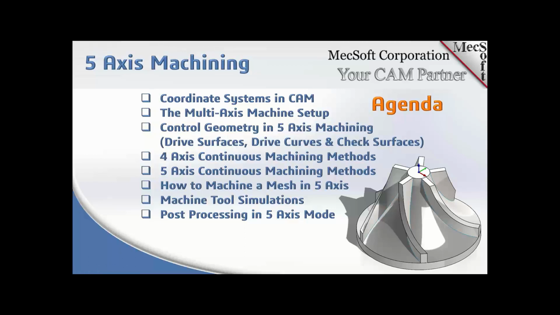Also, we're going to talk a little bit about 4-axis continuous machining methods, and then also 5-axis continuous machining methods. In our product in 5-axis, you can output in 4-axis mode, so you might be wondering why we're talking about 4-axis continuous methods. Also, we'll be talking about how to machine a mesh in 5-axis, where the process and procedure is different for mesh geometry versus NURB surface geometry.